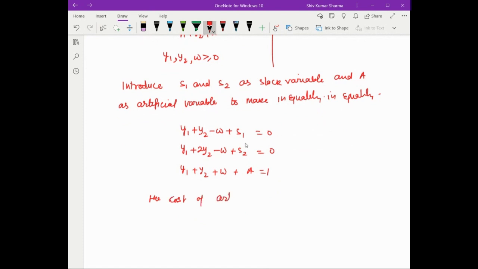The cost of the artificial variable: because we use the artificial variable in this problem, we cannot use the simple simplex method. We can use the Big-M method or the two-phase method. So we use the two-phase method. The cost of the artificial variable is -1. So here we take the cost of the artificial variable as minus 1 by using the two-phase method. When we use the Big-M method, we take the cost as -M. You remember this.